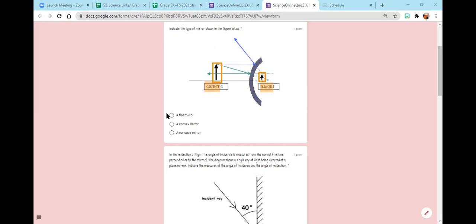A convex. It's a convex mirror. Good job. Convex. A flat mirror gives an image of the same size as the object. A concave mirror gives a larger image. So the correct answer is convex mirror.